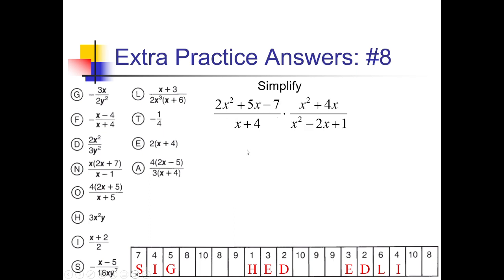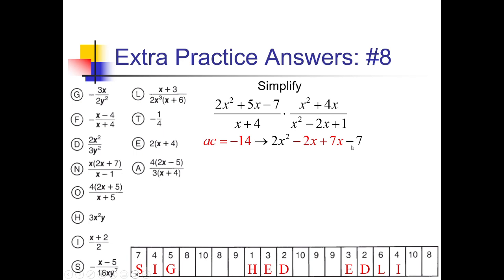So for this one, we kind of hit the ground running right away here. This craziness that we have to factor in the upper left, let's go ahead and take care of that first. So for this, I'm going to use the AC method. There's no common factors I can take out. 2 times negative 7 gives me an AC value of negative 14. So I'm looking for factors of negative 14 that add up to 5. So that would be, let's see, 1 and 14 doesn't work. 2 and 7 works if I have negative 2 and positive 7.